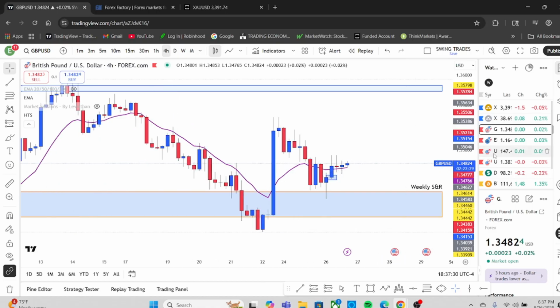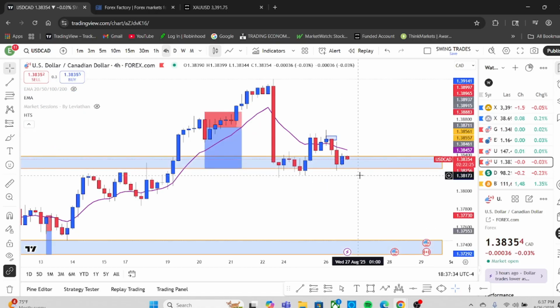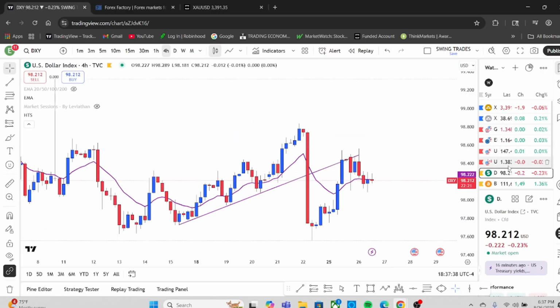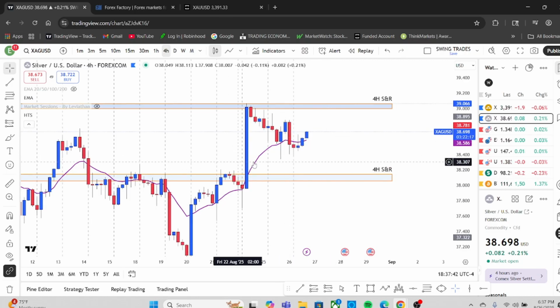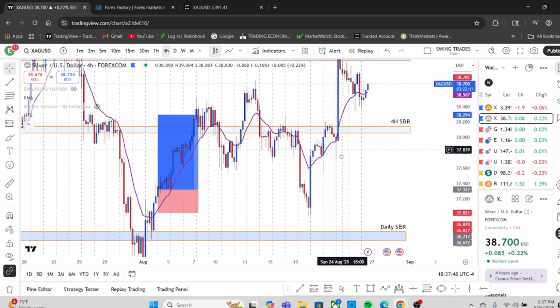GBPUSD, there was no setup, so no trade to take. USDJPY, no setup, no trade to take. USDCAD, no setup, so no trade to take, but it had the move that I was expecting. And then the dollar just right there. Silver, it's in the zone, so I don't really know what to do with it, so I'm just staying clear of it. It is going to push the upside, so if it gives me an entry signal to push the upside, I'll take it. But if not, cool.